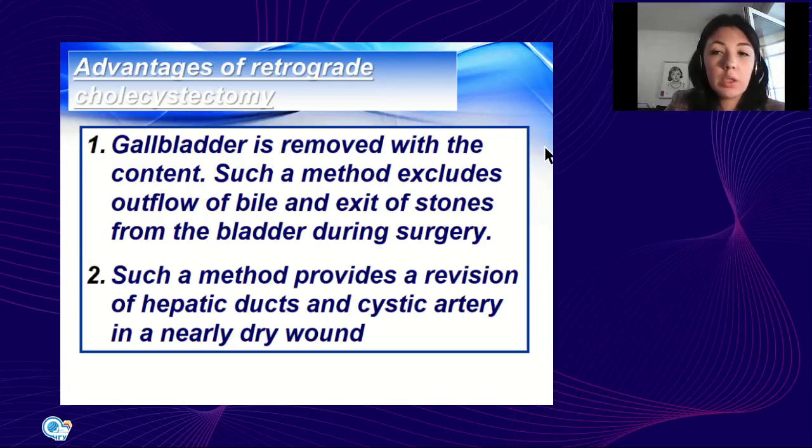So in case of retrograde cholecystectomy, such complications are excluded, certainly if we are good surgeons. If we are not good surgeons, everything is possible. And such a method provides a revision of hepatic ducts and cystic artery in a nearly dry wound. So the first thing we do is try to find the cystic duct and cystic artery. It is the very beginning of surgery, and the wound is still dry.